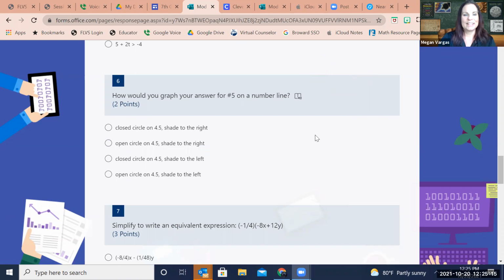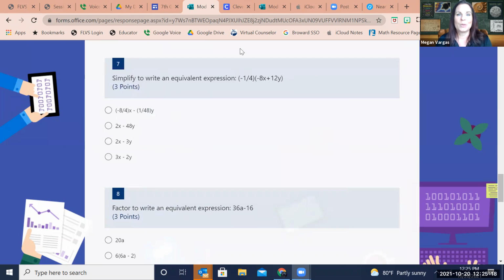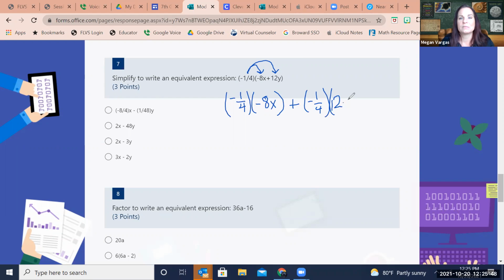All right. For number 7, we're going to go back to what we did last week, which was the distributive property. Right? So that means we have to do -1/4 times -8x. And then we're also going to have to do -1/4 times 12y. We have to multiply each thing inside the parentheses times the term that's on the outside.